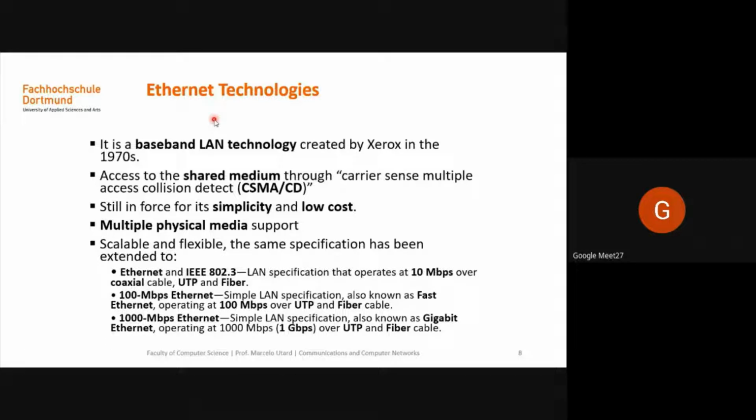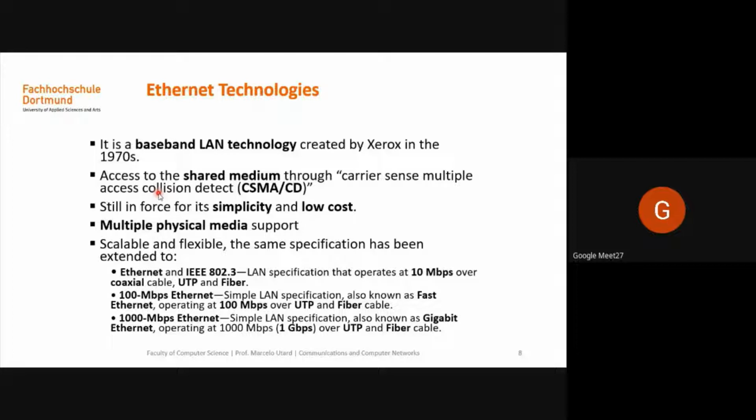Well, we introduced this subject. We will talk about Ethernet technology. Ethernet technology is a baseband LAN technology, a technology that uses all the band of frequency of the channel. That is the baseband offered by, for instance, twisted pair, coax cable, and fiber, and this technology was proposed by Xerox in the 70s.